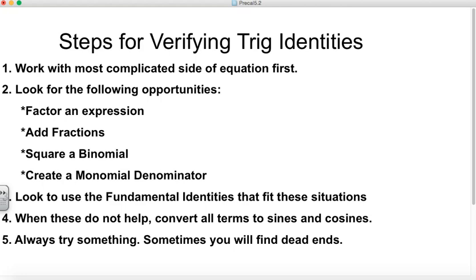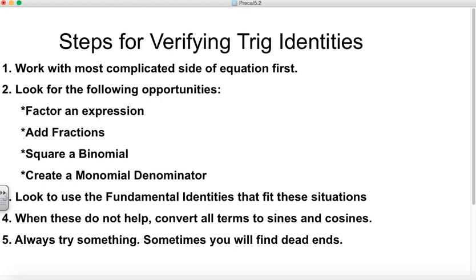So next, look to use the fundamental identities. Okay, so that's your Pythagorean identities, your reciprocal identities, quotient identities, those real basic ones. And then number 4, whenever these don't work, try to convert everything to sines and cosines. So if you have a tangent, a secant, cosecant, cotangent, change all those into sines and cosines using the reciprocal identities or the quotient identities. And a lot of times that can help you simplify things down.